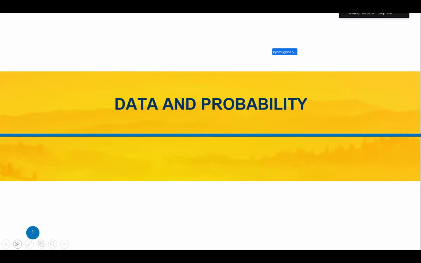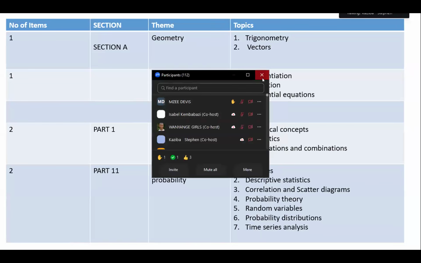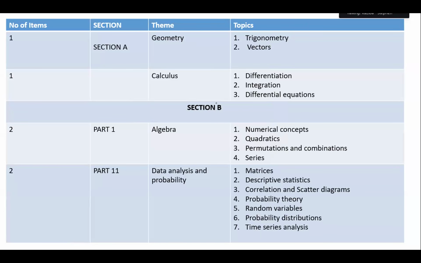I'm going to summarize some of the key issues that we need to pay attention to. Now, this particular item that Isabel has been working on is in section B. And when you look at section B, it is under data analysis and probability. Now, under data analysis and probability, in matrices, in Senior 5 Term 1, you learned about simultaneous equations in 2 variables and 3 variables.